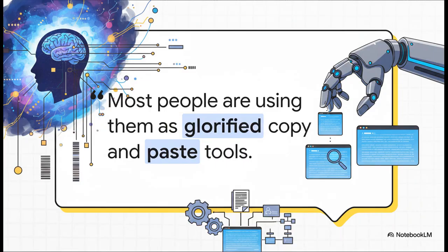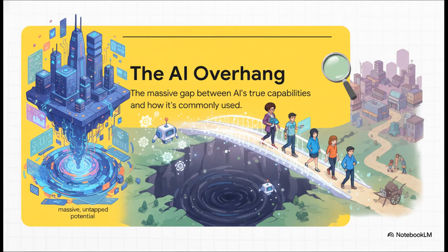Let's be real for a second. These AI models are incredibly powerful, but there's this huge gap between what they can do and what most of us are actually doing with them. Like this quote says, a lot of the time, we're just using them as really fancy copy and paste tools. And you know what? There's a name for this. It's called the AI overhang. It's all of that untapped potential just sitting there, waiting for people to figure out how to really plug it into their daily work. And that's exactly what we're going to do today. We're going to learn how to cross that gap.